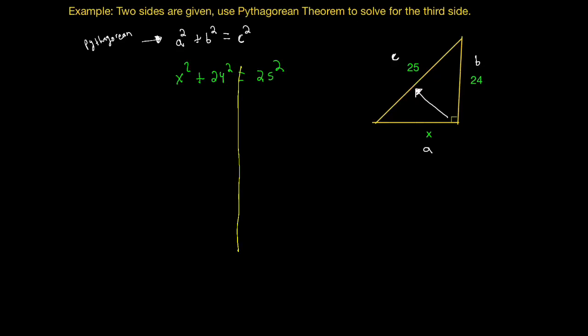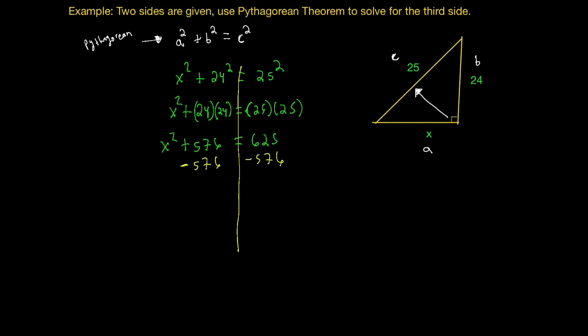So x squared, that's going to stay as x squared, but 24 to the second power is the same thing as 24 times 24, and then that's going to equal 25 times 25. So we get x squared plus, and then 24 times 24, you can use a calculator to get that result. So we're going to get 576, and then that's going to equal 25 times 25, which is 625. So we want to isolate x to the second power, so I'm going to subtract 576 on both sides.